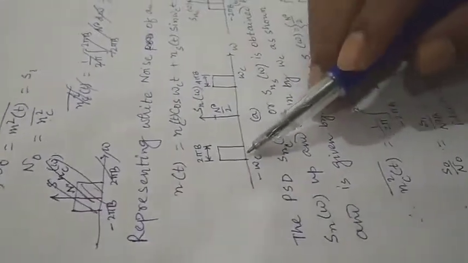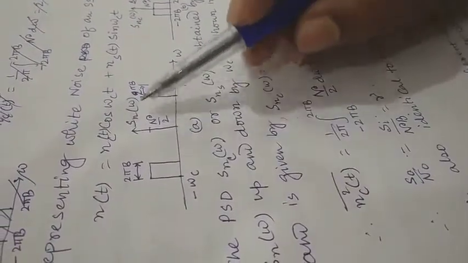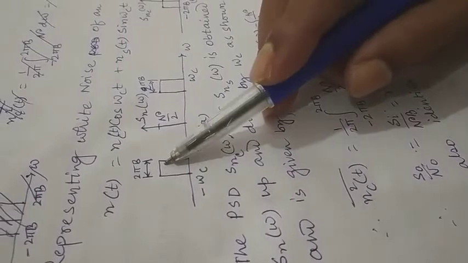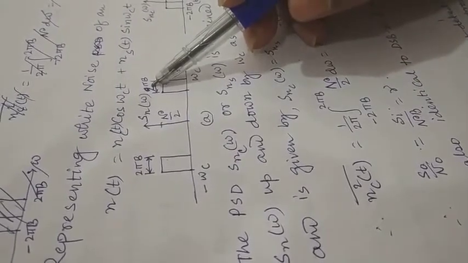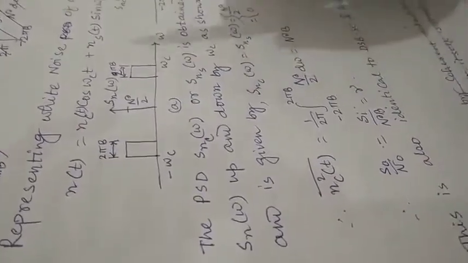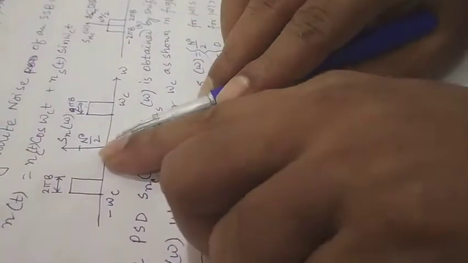Similar calculation has been done for SSBSC. I am telling just the only difference here: as it is SSBSC, the spread of the noise in the power spectral density is 2πB, here also 2πB. I think mistakenly it has been written as 4πB. You correct it to 2πB.